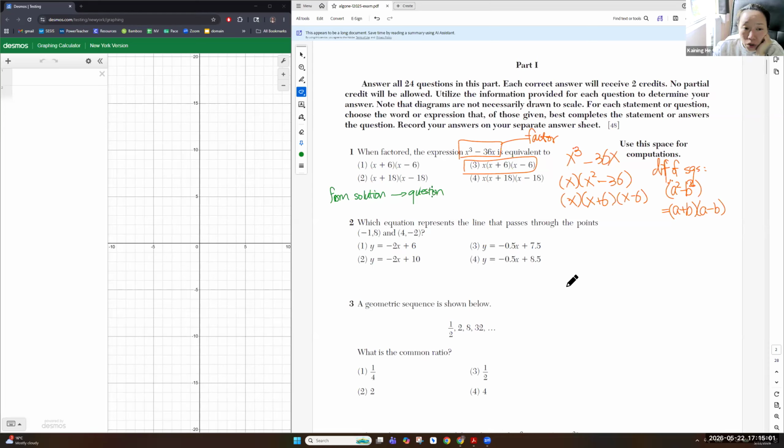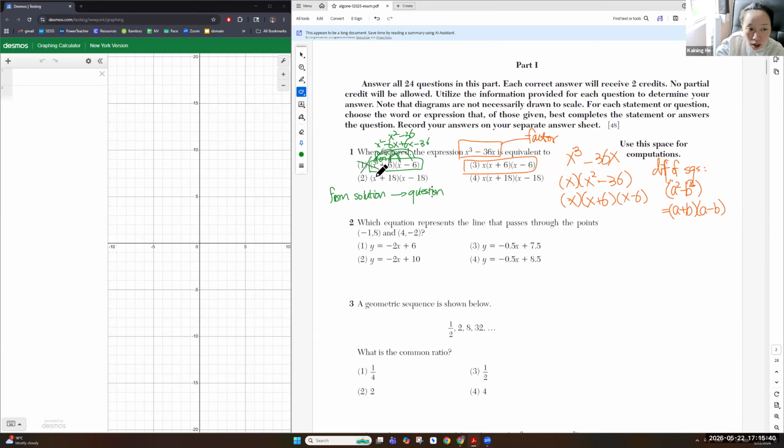So how do we get from a solution point of view to a question point of view? Let's take a look. If I FOIL the first one: x and x, so I got x squared. X times negative 6, I got negative 6x. Positive 6 times x, you have positive 6x. 6 and negative 6, you have negative 36. Combining like terms, positive 6x and negative 6x cancel each other out, so that turns into x squared minus 36. But this is not x cubed minus 36x, so number one will be gone.